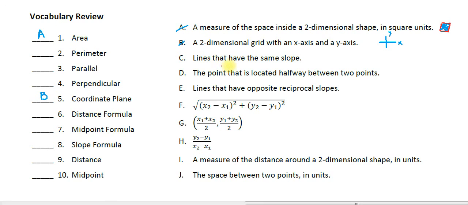Letter C. Lines that have the same slope. Well, I know that lines that have the same slope are parallel. So let's take a look for parallel. There we go. Number 3 is parallel. It's going to be C.